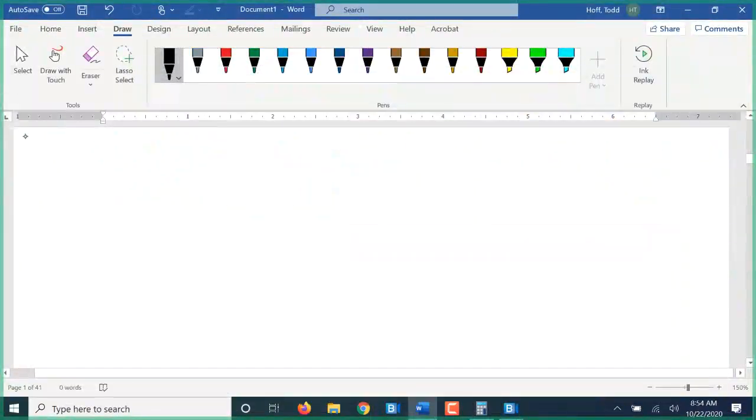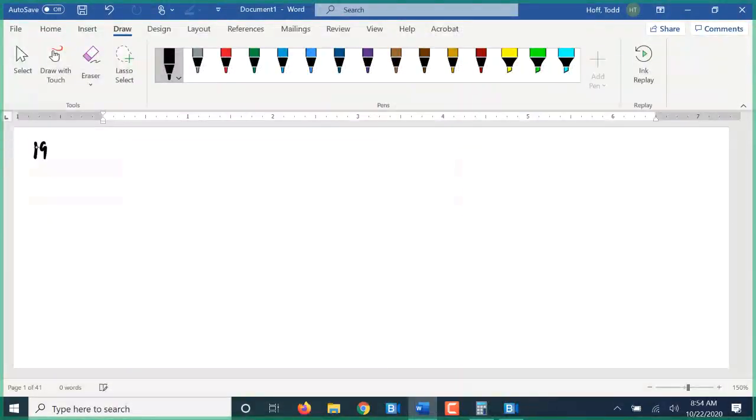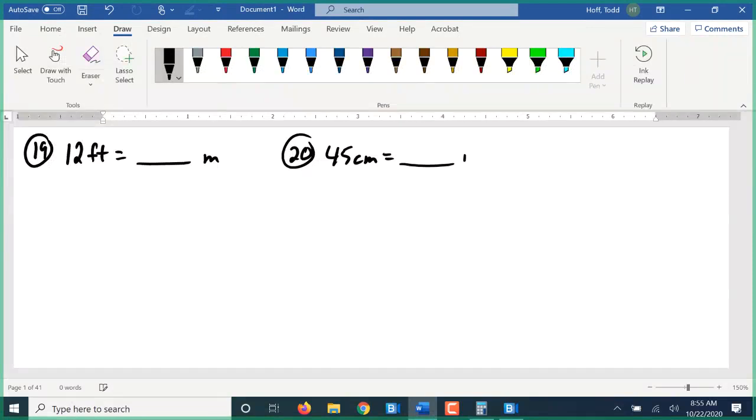So I want to take a look at now metric to standard conversions. So let's start out with something like, we'll go 12 feet into meters. And we'll do centimeters into inches. And I'll finish filling these in as you guys get started. We'll go over them in just a couple minutes.